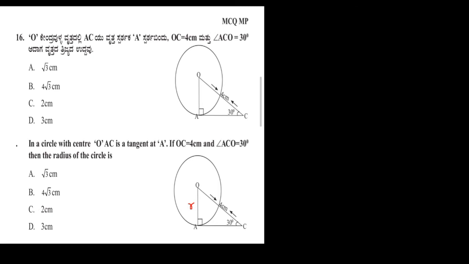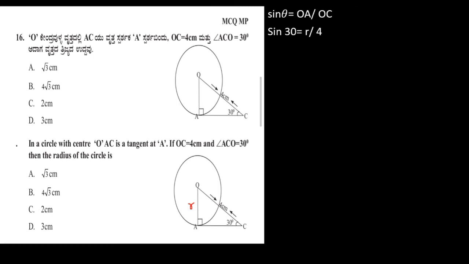But here they said to find the radius. Radius here is the opposite side. So which formula do we need to take? Sin theta is equal to opposite by hypotenuse, directly written as OA by OC. So OA is R, the radius, divided by OC, which is 4. Theta is 30. I'll substitute everything, and I'll get sin 30 is equal to R by 4.